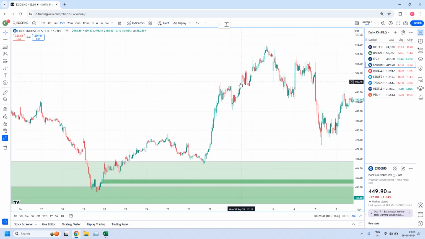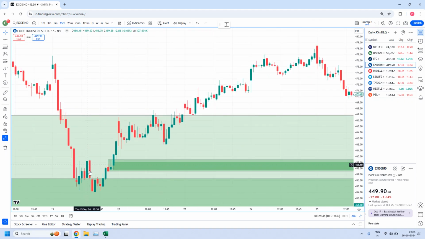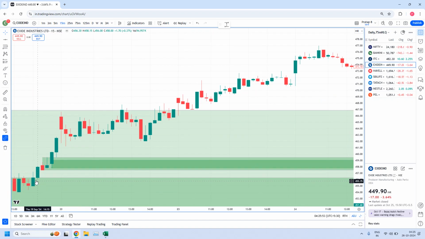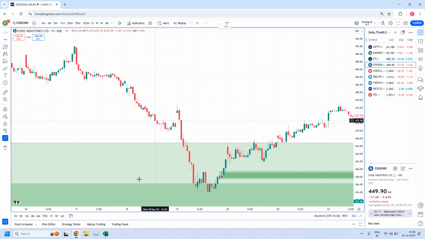And in the recent price action, see, prices came to the zone, started moving up. So here you have a rally candle, two base candles, and again a rally candle. A new 15-minute zone is created. So we have two 15-minute zones. This is one 15-minute zone, and this is another 15-minute zone.